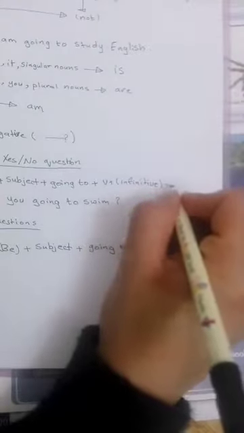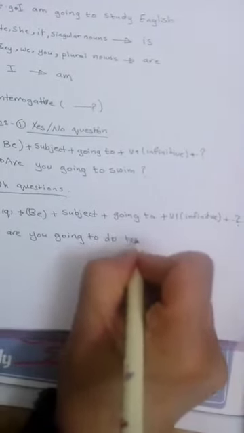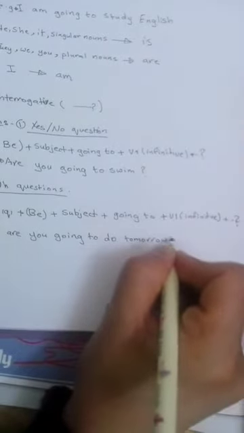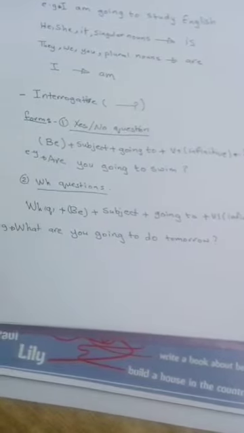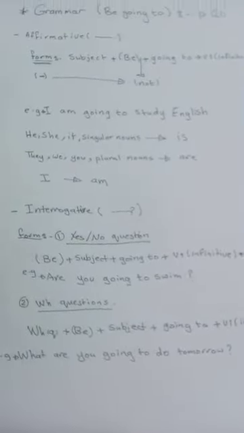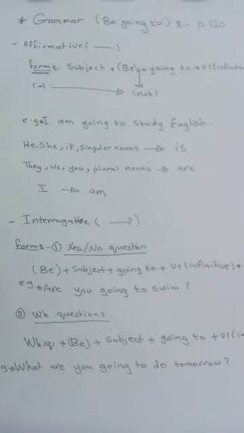And we have also here what? The question mark. Example, what are you going to do tomorrow? This is an example. What are you going to do tomorrow? So these are the most important things that I want you to know about the be going to.